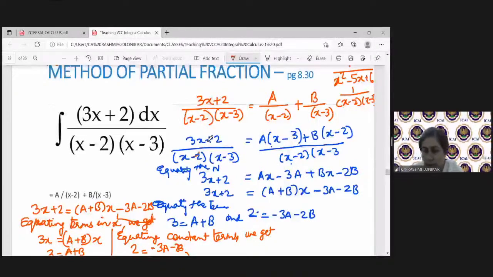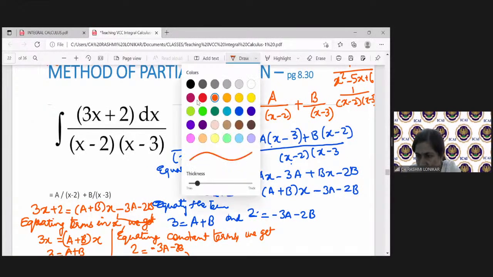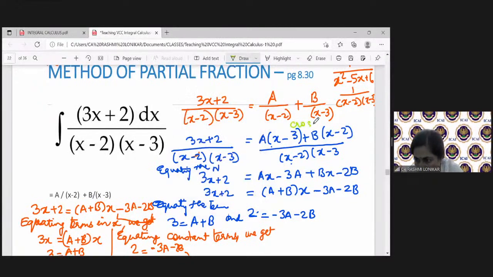Now, what I do, I cross multiply. In this step, what I have done, I have cross multiplied. How do I get this? Cross multiplication. So x minus 2 into x minus 3: this is going to multiply by this, and this is going to multiply by this. So a into x minus 3 plus b into x minus 2 upon x minus 2 into x minus 3.